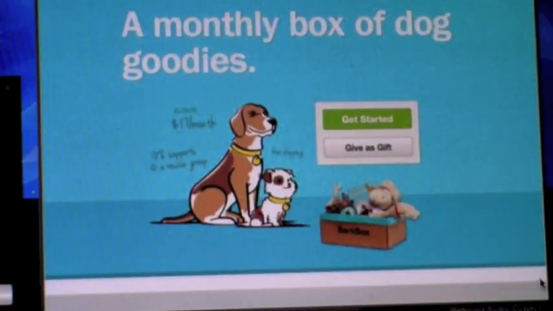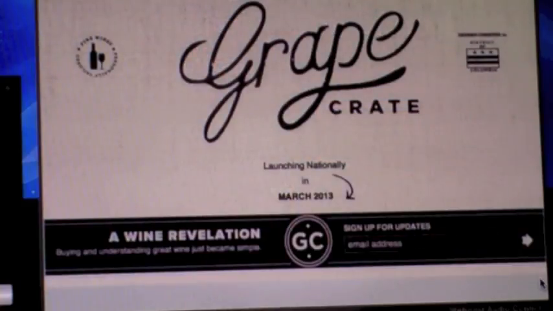Dog owners, pet owners, huge number of pet owners in this country. All right, pet owners are really busy. It's like having another kid. Here is BarkBox, where you can get monthly goodies for your dog. So it's everybody. It's pet owners. It's drinkers. Grape Crate. This is a new venture here in Washington, D.C. that, of course, Pink House has signed up for, where what they'll do is they'll bring you a crate of wine every month or so.